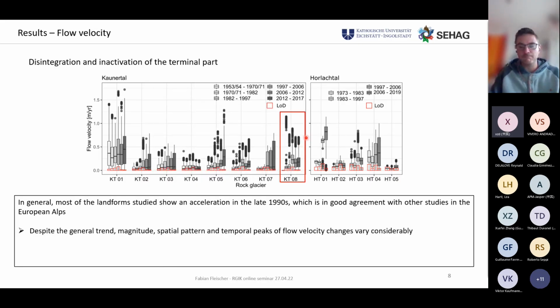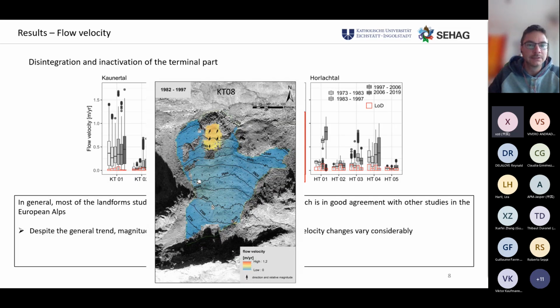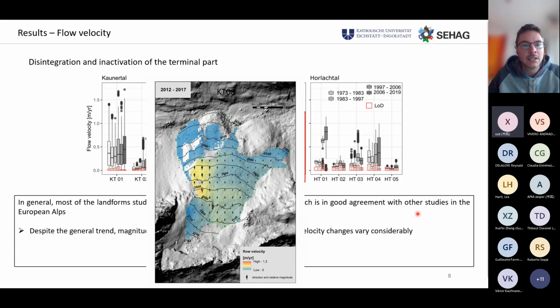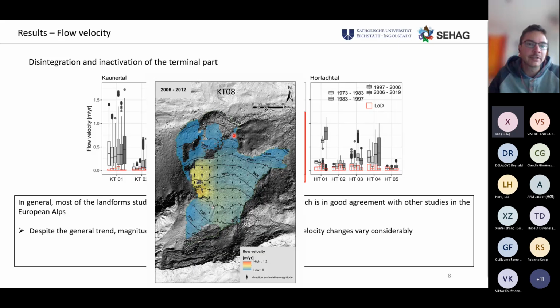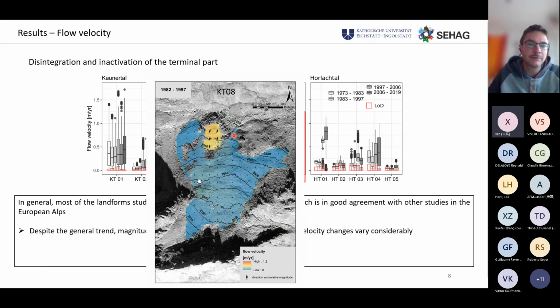As a final example, I want to show KT 08. That's a quite interesting example because it shows a disintegration and an inactivation of the terminal part at the beginning of the study period. That's quite interesting because we usually hear about destabilization and disintegration of rock glaciers in more recent times. So here we see the example, and the morphological evidence indicates that the disintegration took place even before 1953.